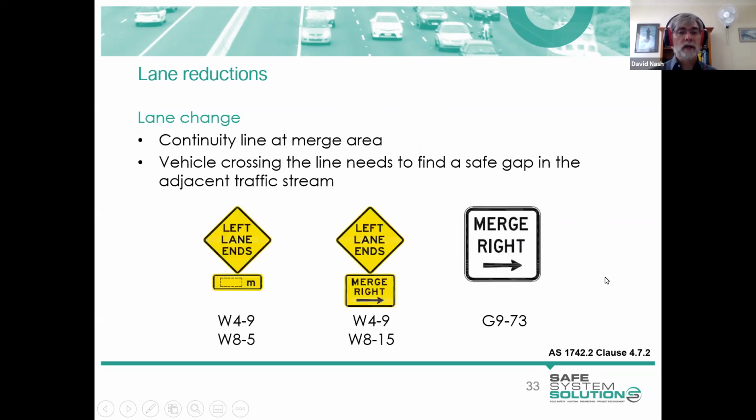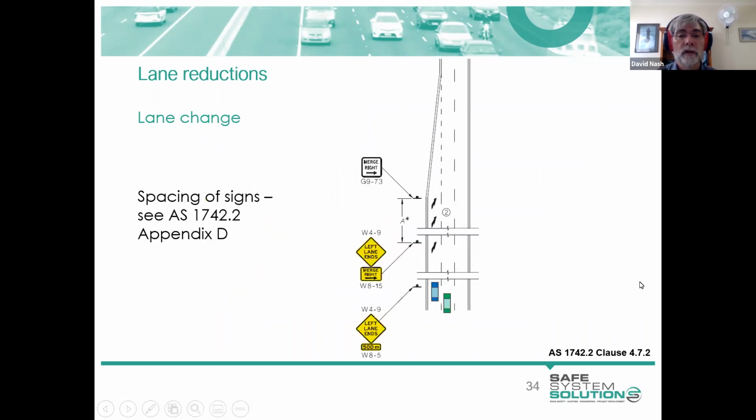Where if it's a lane change, on the other hand, then there's a continuity line through the merge area and the vehicles crossing the line need to find a safe gap in the adjacent traffic stream. And then the sequence of signs is left lane ends, however many metres ahead, left lane ends merge right, and the merge right sign. So they're laid out in this order. Again, dimension A between the left lane ends merge right sign and the actual black and white merge right sign, which is right at the point where the continuity line starts and the lane taper happens.